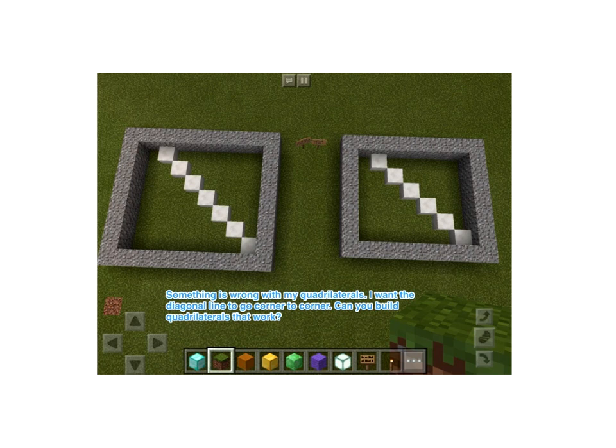So I'm just going to move on and show a different example of a problem in Minecraft. This was another problem I gave my class. I said to them, there's something wrong with these quadrilaterals. I want a diagonal line to go corner to corner. Can you build quadrilaterals that work? So the students had to figure out why this wasn't working. And I thought it would take them longer than it did. It really didn't take them very long to figure out.